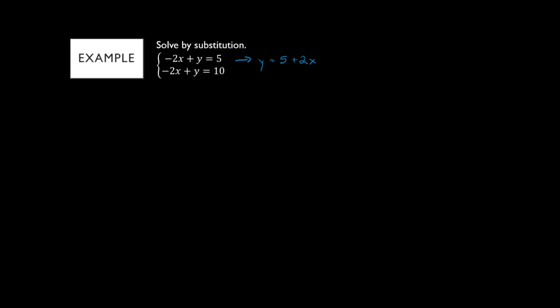And so let's plug that into the second equation where we have negative 2x plus y, and y is 5 plus 2x, and that equals 10. If you want, you can put a little 1 there just to show that it's 1y. So negative 2x plus 5 plus 2x equals 10. And the negative 2x plus 2x, those cancel, so you're left with 5 equals 10. And of course, that is false. That is not true. And so that tells us there is no solution.